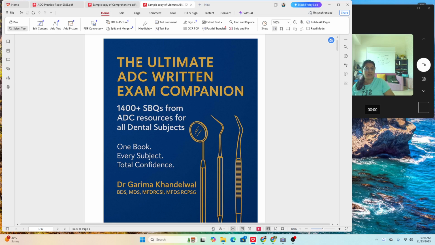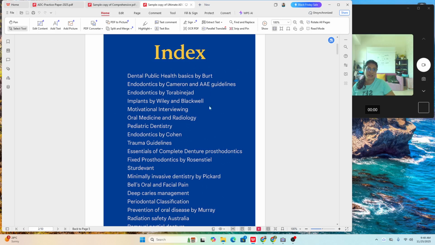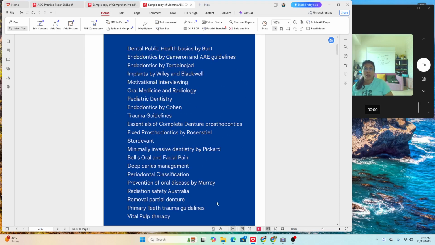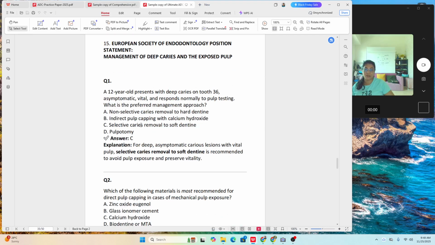And the second book is the Ultimate ADC Written Companion book. Now this has questions from these many textbooks, and these textbooks are given by ADC on their website and ADC resource. I'm sure when you were studying your dentistry, becoming a graduate, some of the books you have read, but not all of them. And these are the books from which the ADC prefers asking questions and takes the answers from them. So I have sat, read and prepared scenario-based questions on these. Again, I'll show you a sample, you know. So question, option, answer, explanation.